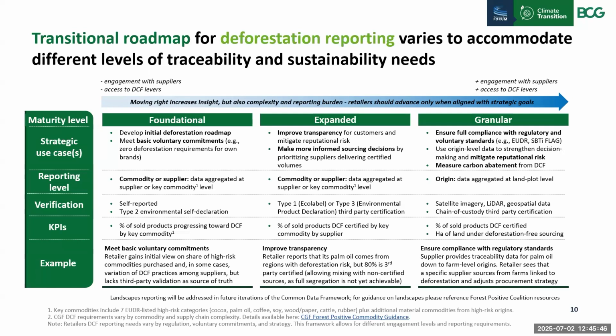At the expanded level, it supports improving transparency, mitigating reputational risk, and making more informed sourcing decisions. Data is collected at the commodity or supplier level, supported by more credible Type 1 eco-labels or Type 3 environmental product declarations. At the granular level, the aim is for full compliance with regulations like EUDR and carbon abatement claims. This level requires highly specific data down to the origin or farm plot level, with verification relying on advanced sources like satellite imagery or third-party chain of custody audits.